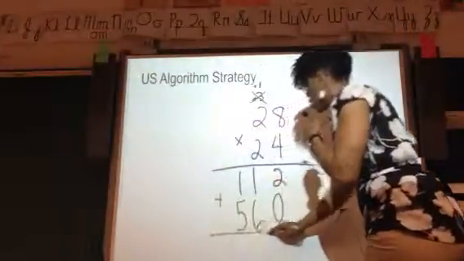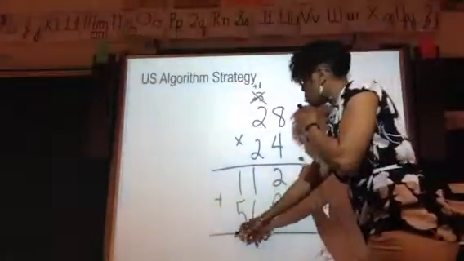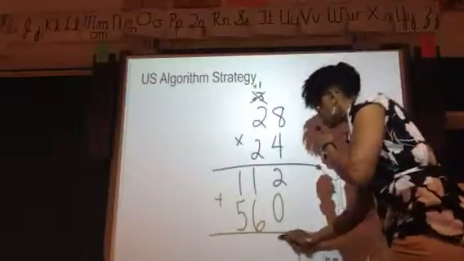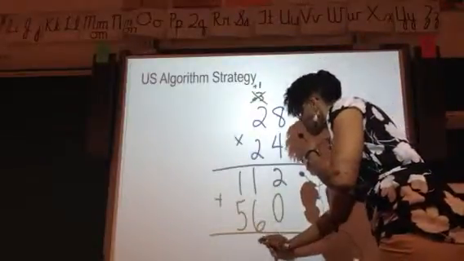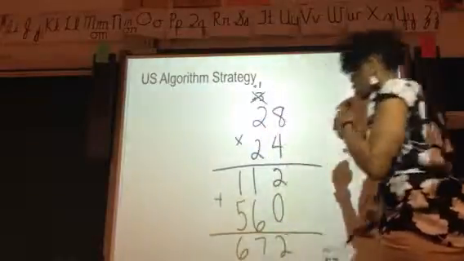Put your plus sign. You're now going to add your two partial products. 112 plus 560. 2 plus 0 is 2. 1 plus 6 is 7. 1 plus 5 is 6. So we'll put this here.